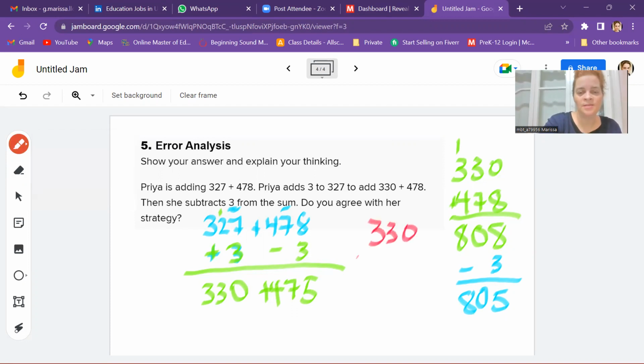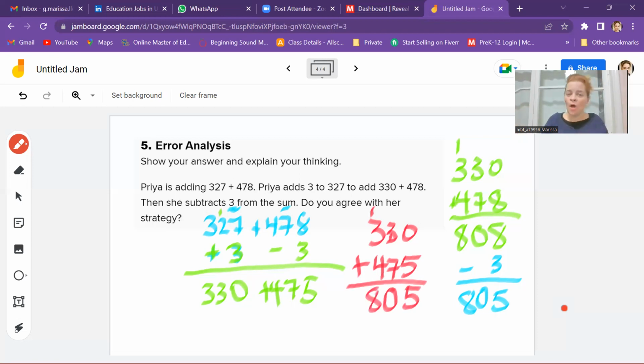So now if we add 330 plus 475, okay, what's 0 plus 5? 5. What's 3 plus 7? 0, carry 1, right? It's 10. And it was 4 plus 3, 7, 8. Yes, it works. But it's a long way, right?